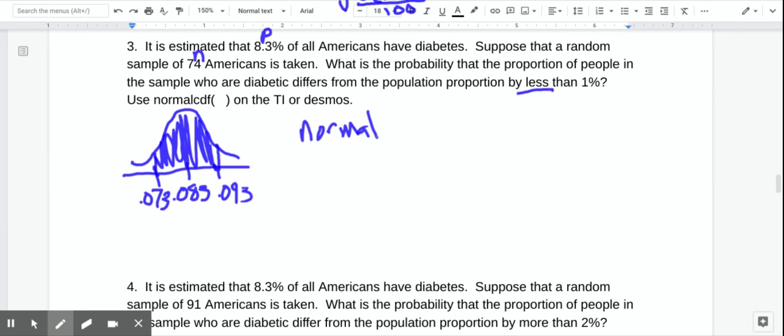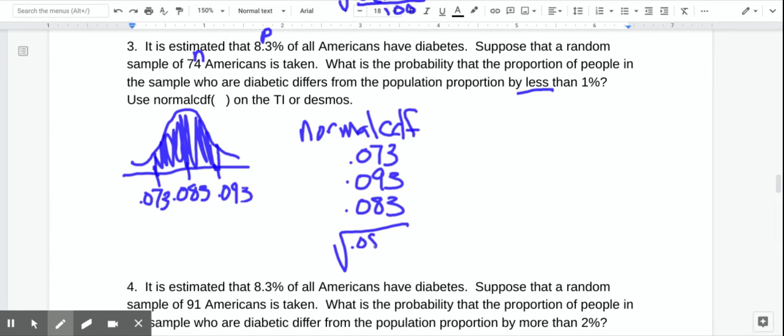So we're going to go ahead and do this on the calculator. You're going to go to normal CDF. Your lower bound is 0.073. Upper bound is 0.093. Mu is 0.083. And then sigma is going to be that adjusted sigma, the square root of P times 1 minus P over N. So 0.083 times 1 minus 0.083 all over 74. And again, you can just put that all into your calculator. And when you do that, your calculator should tell you 0.2448. Remember, we always give probabilities to 4 decimal places.